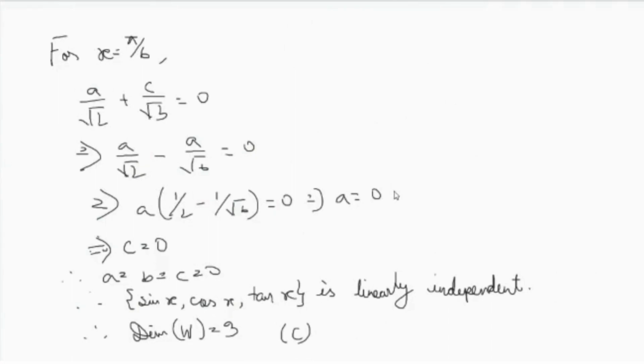If a sin x plus b cos x plus c tan x equals 0, then a, b and c are all 0, so the set sin x, cos x, tan x is linearly independent. Therefore, we can consider the dimension of this subspace, which is spanned by sin x, cos x, and tan x, to be equal to 3.